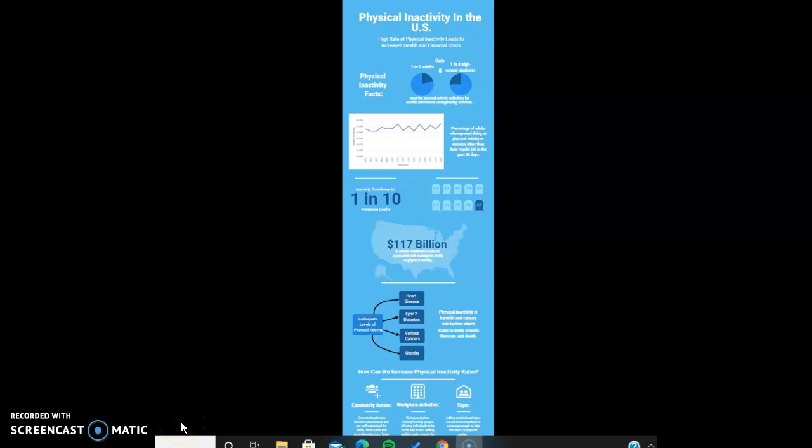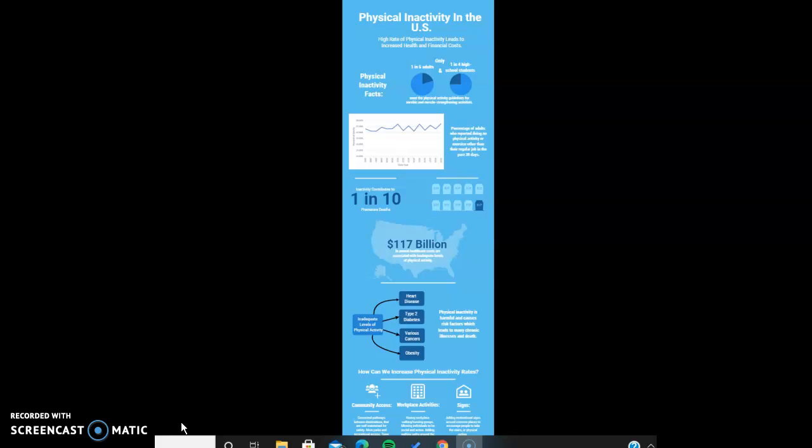Hello, my name is Tasha Norris, and today I'm going to talk about the different design principles I used to make this infographic. My infographic's purpose is to tell a story through data about the physical inactivity rates within the United States. This is done by displaying data with the focus on what the data means rather than just showing numbers. There are a few design principles that are important to consider when making a successful infographic.